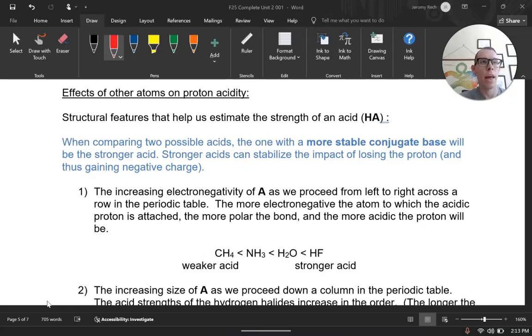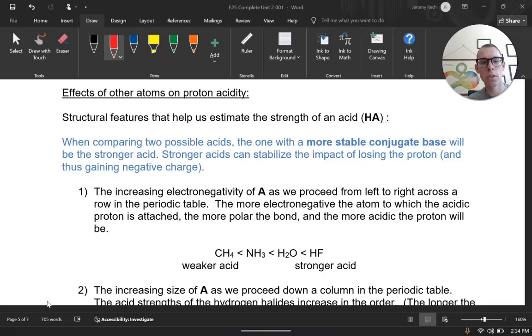If you think about that in a way of, if I'm going to have to carry that negative charge, if I can stabilize it really nicely, then I don't care about losing it because I can become a little bit more stable. So we're going to often think about our conjugate bases and how stable they are, and use that as a gauge. So a more stable conjugate base is going to tie to our stronger acid.